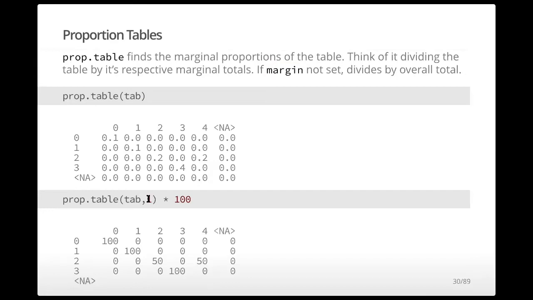Alternatively, here we're saying 1 instead of 2, like in the last slide, and now we're doing row margins. So you'll see that every single row now sums to 1, and we multiplied it by 100, so 100%. So here we're saying take the table, do the proportions, or the row percentages if you will, and then multiply it by 100.